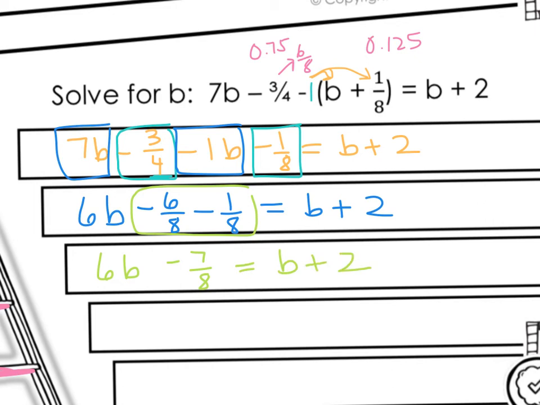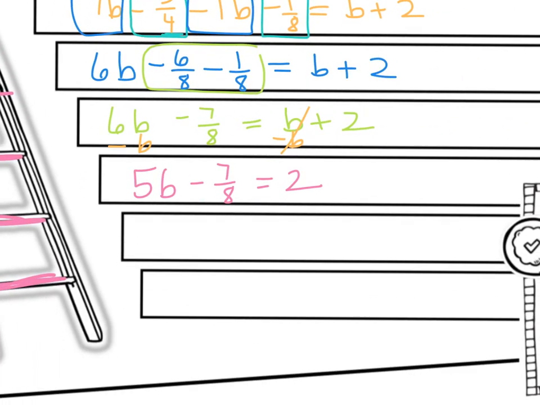All right, now we want to get our variables on one side. So see how we have a b over here and 6b's over here. I want to get those together. So we use inverse operations. 6b minus b, that's 5b. And now we have a 2-step equation. We may want to see, here, let's move this down.